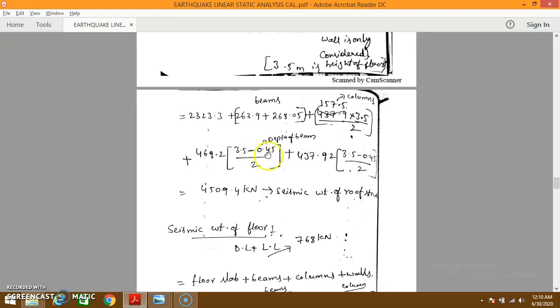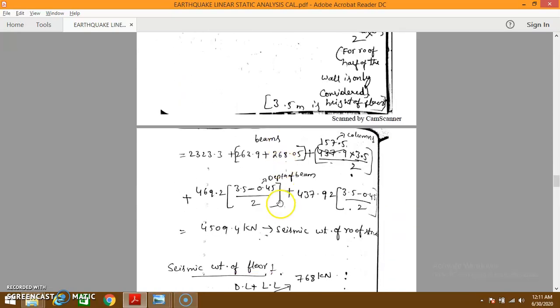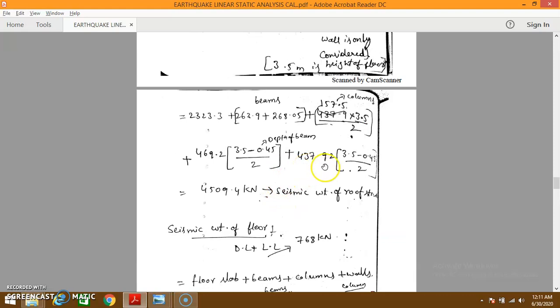Okay, the depth of the beam is 0.45. 3.5 minus 0.45 by 2. By 2 means only on roof condition, only half of the column we consider. Plus 437.92, 3.5 minus 0.45 by 2.